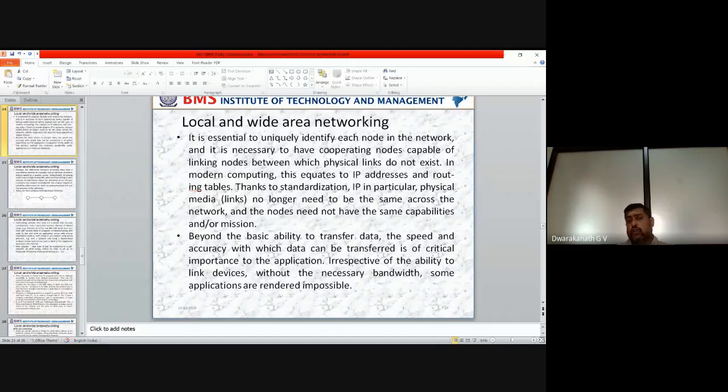Now, it is essential to uniquely identify each node in a network, and it is necessary to have cooperating nodes capable of linking nodes between which physical links do not exist. Underline this. This is another important point. That is, each and every node or sensor that you are going to take should be identified in a network. This is very important. How will you identify each and every sensor there?